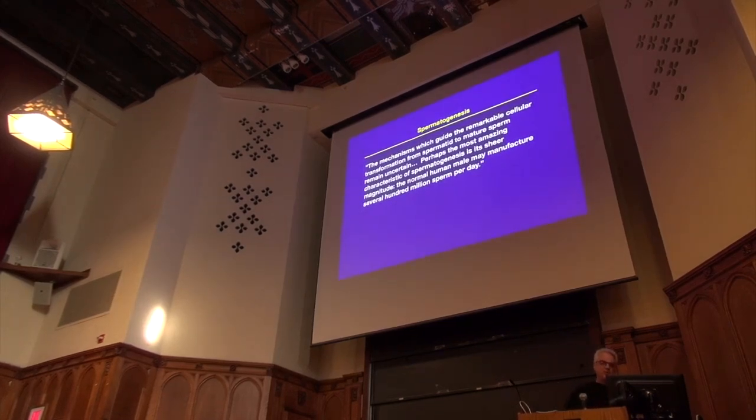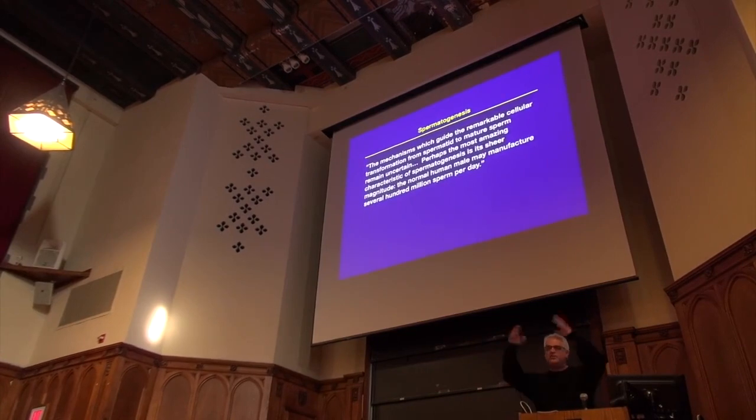The mechanisms which guide the remarkable cellular transformation from spermatid to mature sperm remain uncertain. Perhaps the most amazing characteristic of spermatogenesis is its sheer magnitude. The normal human male may manufacture several hundred million sperm per day. Wow! It's an unbelievable accomplishment that's occurring in these gonads compared to all the death and destruction that's occurring in the other gonads. There's no discussion here of the waste of sperm, or spillage, or sloughing, or resorption, or any other kind of decay whatsoever. This is just an unbelievable miracle on this slide.